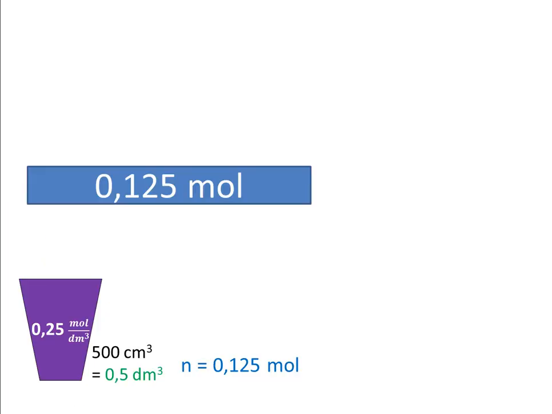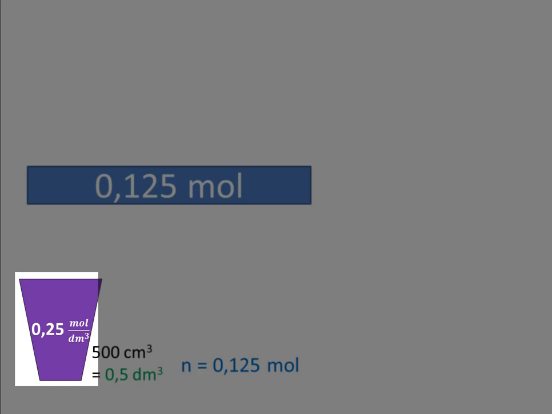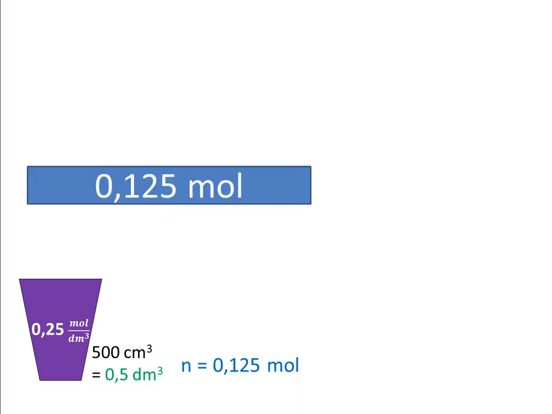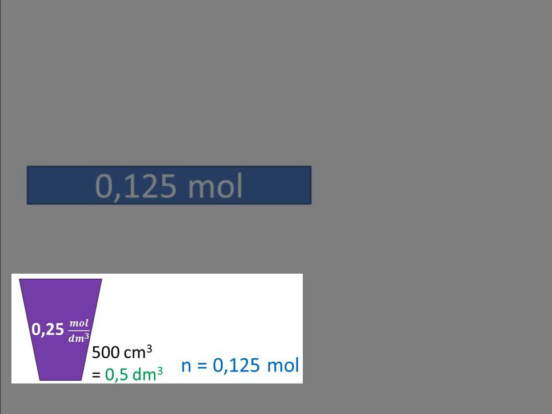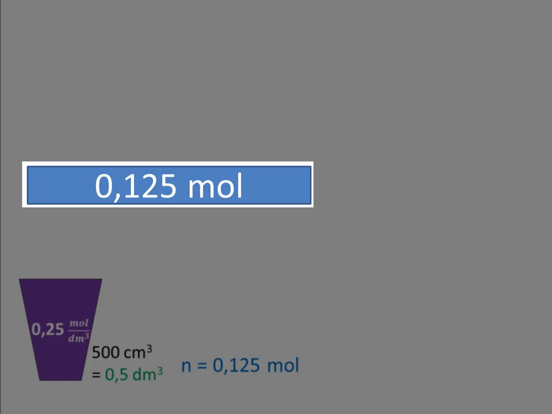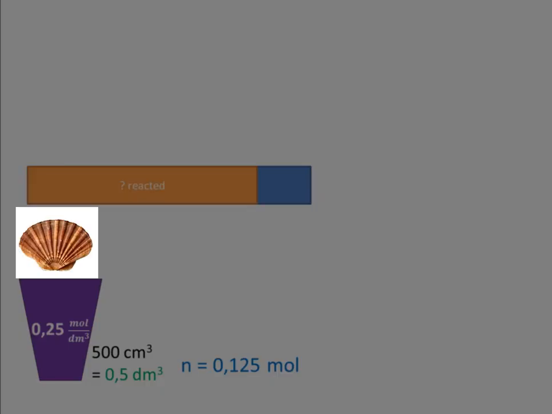Let's recap. We were told the concentration and the volume of the hydrochloric acid used, from which we calculated the number of moles of HCl present at the start. This HCl was reacted with 5 grams of seashell. Some of this seashell is calcium carbonate, and some of it is impurity. And we're trying to find out what proportion is calcium carbonate.